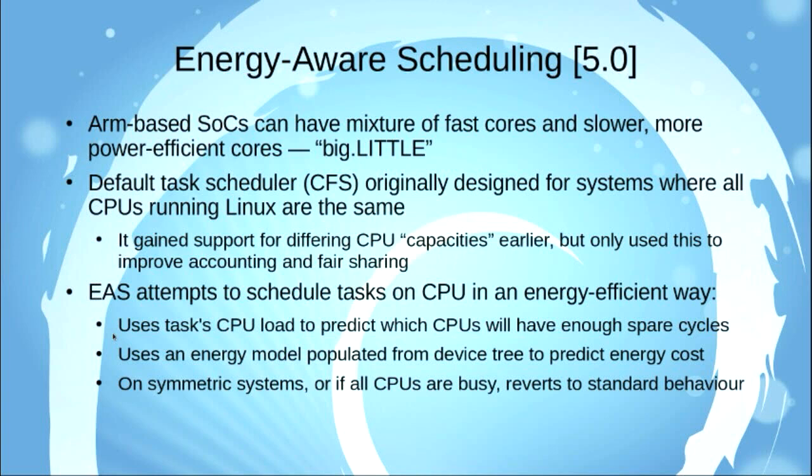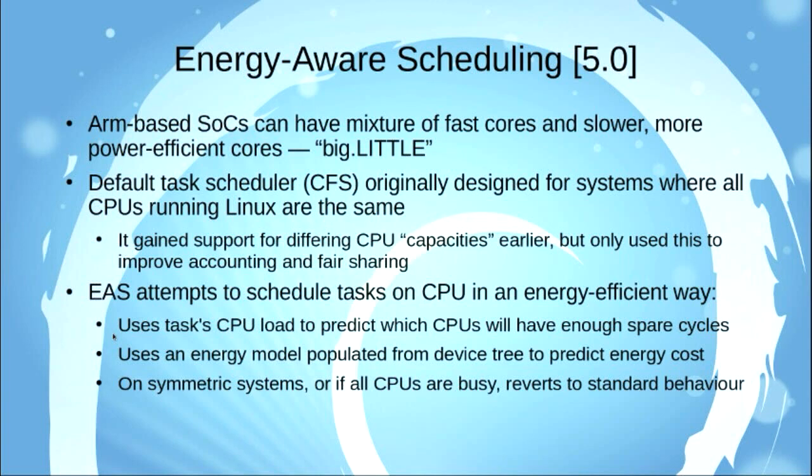A while ago it gained support for differing CPU capacities, meaning that they had fewer processing cycles available. But this was only used to improve the accounting of how much CPU time was used. So instead of just counting how long a task had been running on any CPU, it would also take into account how fast that CPU runs in order to know how many cycles the task used.